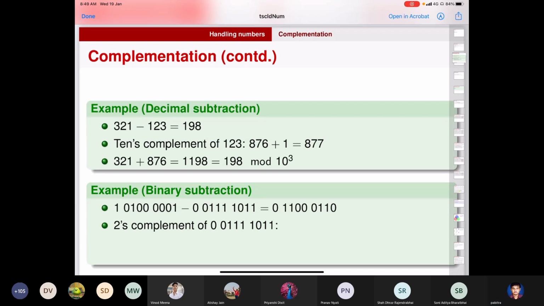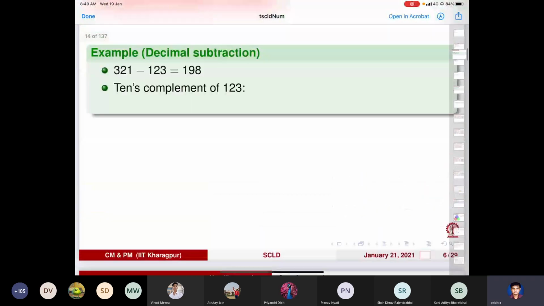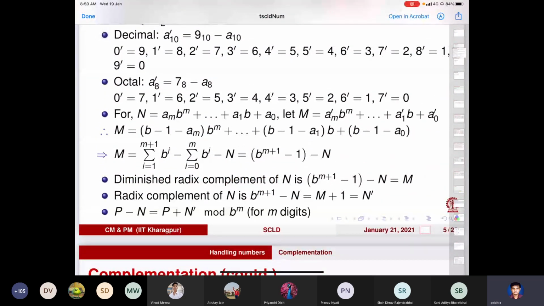Sir, could you please repeat this line? Okay, so I have talked about two types of complements. You see this slide. I've talked about a diminished radix complement, which I obtained just by complementing every digit. And then I talked about radix complement. So radix complement is just you add 1 to the diminished radix complement.